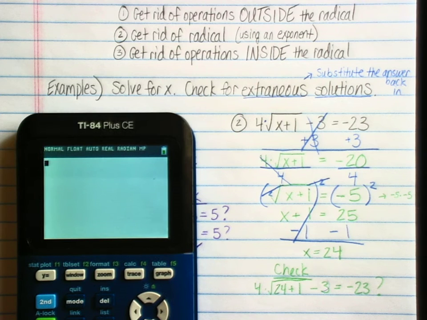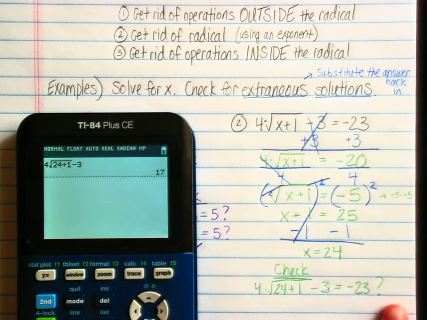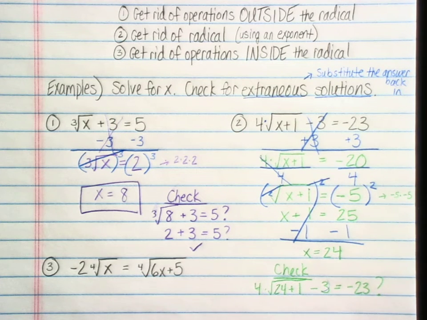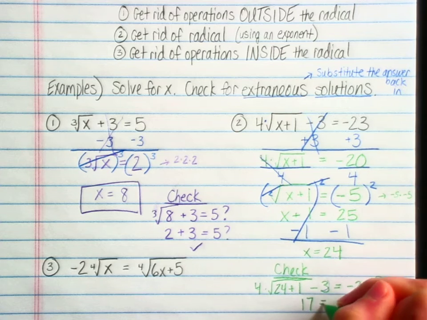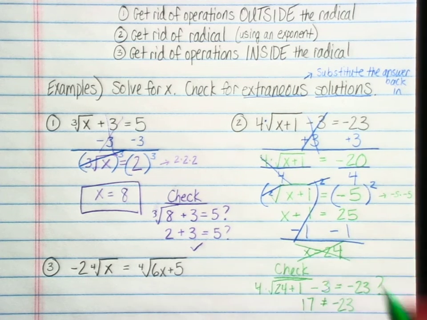Okay, again, just typing it in, 4 times the square root of 24 plus 1, scooch over, minus 3, and press enter. Wait a second. Now this time, when we type that in, our answer actually gives us 17, but we wanted it to equal negative 23. Does 17 equal negative 23? Definitely not. So since 17 does not equal negative 23, that means x equals 24 is actually not a solution.